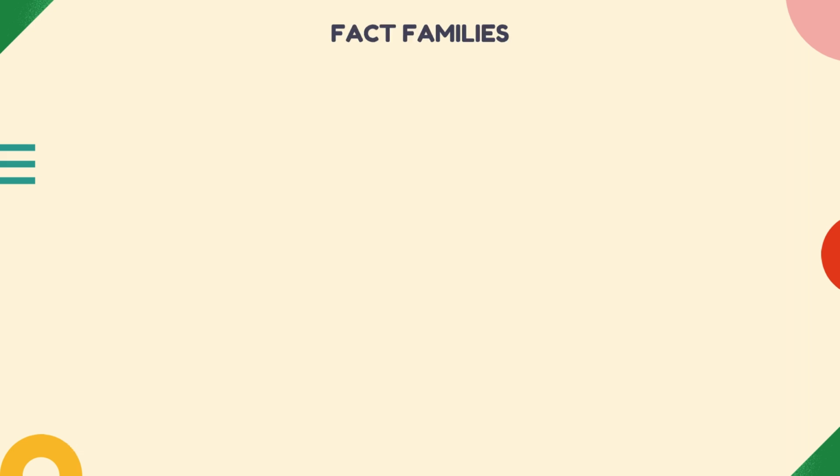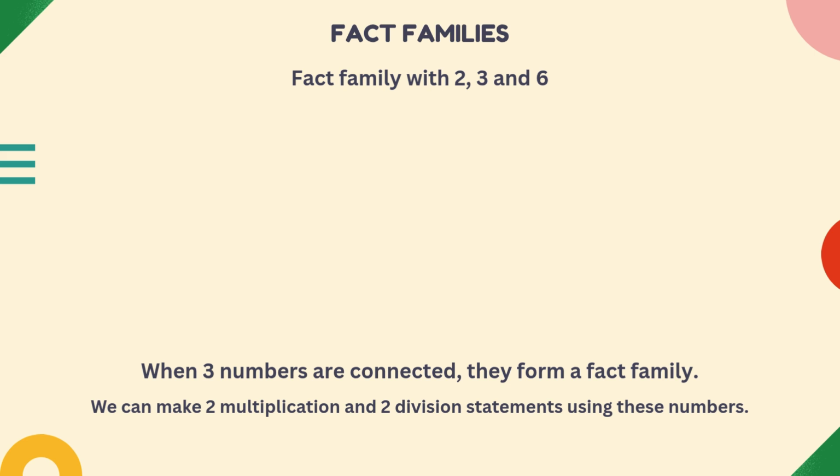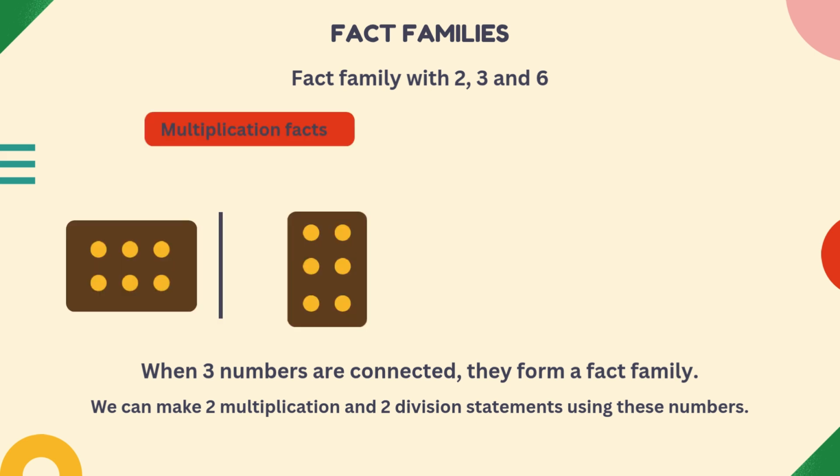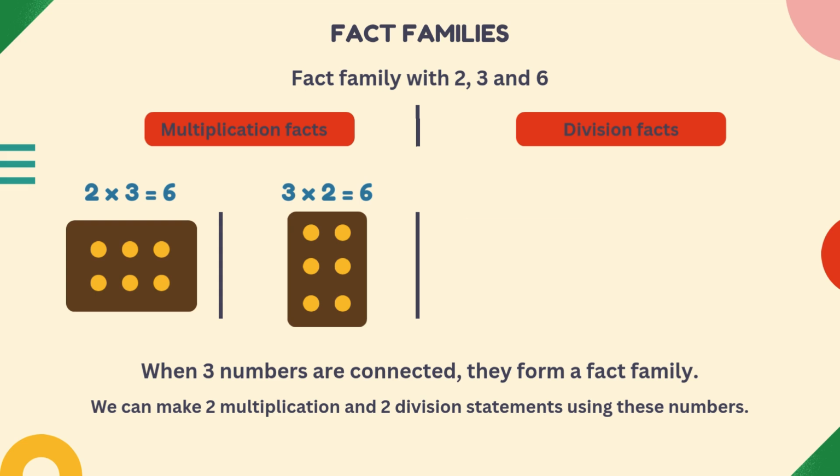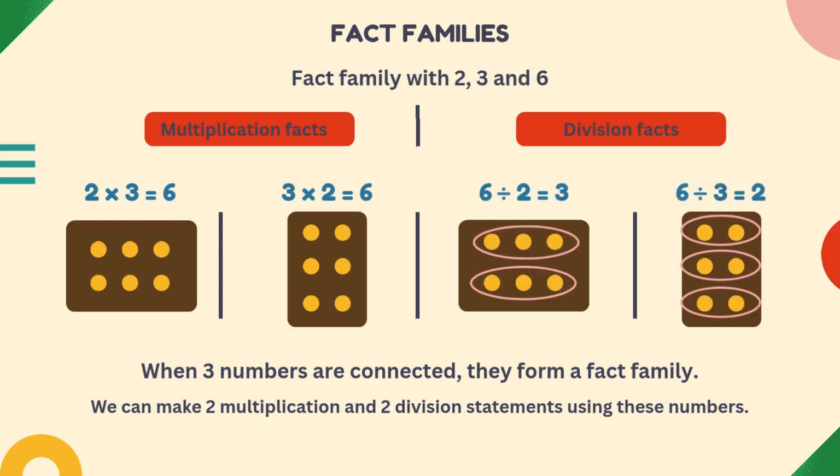Let's look at a family of 2, 3 and 6. We can make 2 multiplication facts. 2 times 3 equals 6. 3 times 2 equals 6. And we can also make 2 division facts. 6 divided by 2 equals 3. 6 divided by 3 equals 2. These 4 facts are all connected. The numbers in this group help us understand both multiplication and division.